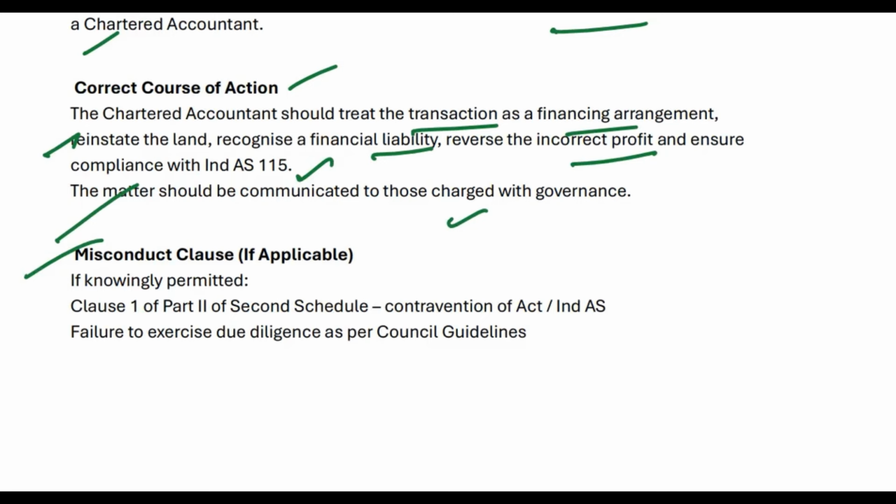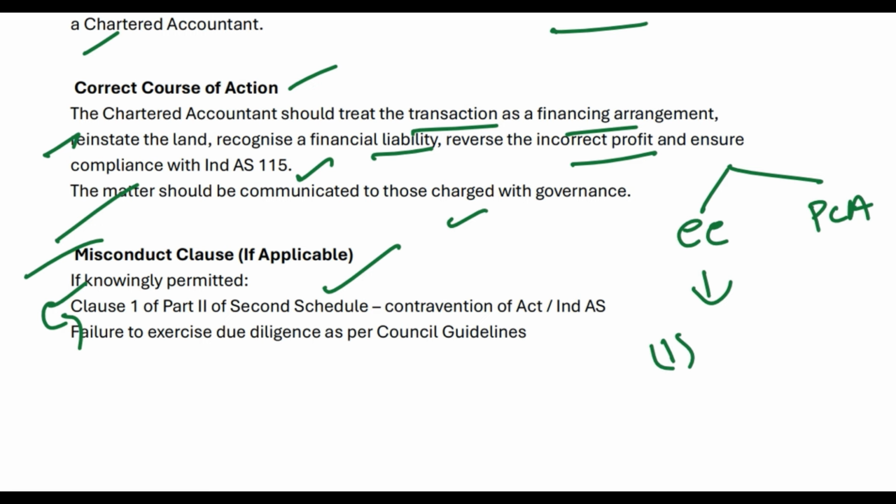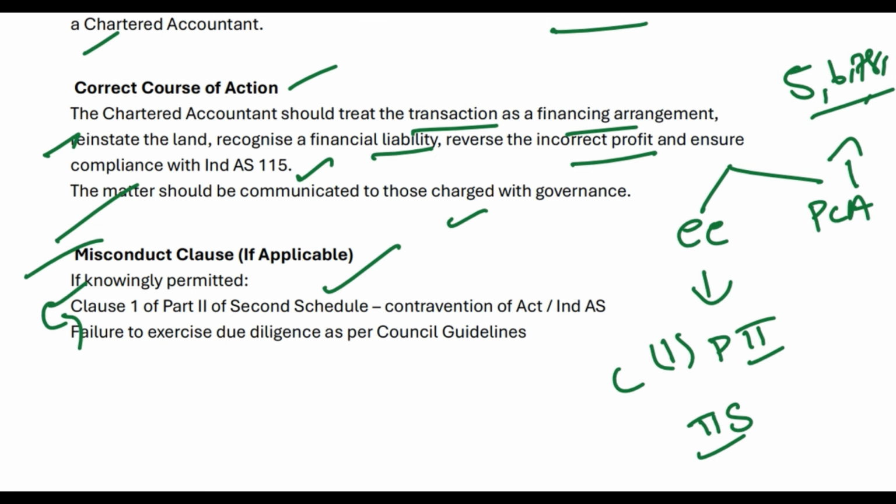Okay, next is the misconduct clause. If knowingly you are permitting the company to do that, okay, then you will be guilty under clause number 1 of Part 2 of the Second Schedule. So here I'm saying for all the cases you remember two things. If you are an employee, or if you are a practicing chartered accountant: if you are an employee of the company and you are doing any misconduct, then you will write clause 1 Part 2 of the Second Schedule. But if it is a practicing chartered accountant, then you can write clause number 5, 6, 7, 8 of the Second Schedule. Okay, you have to write it.